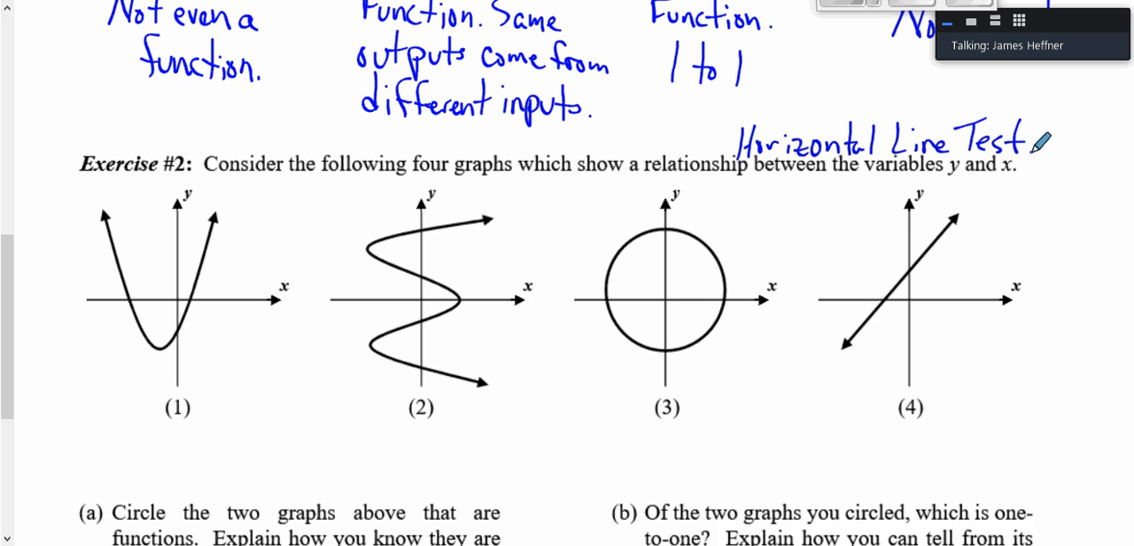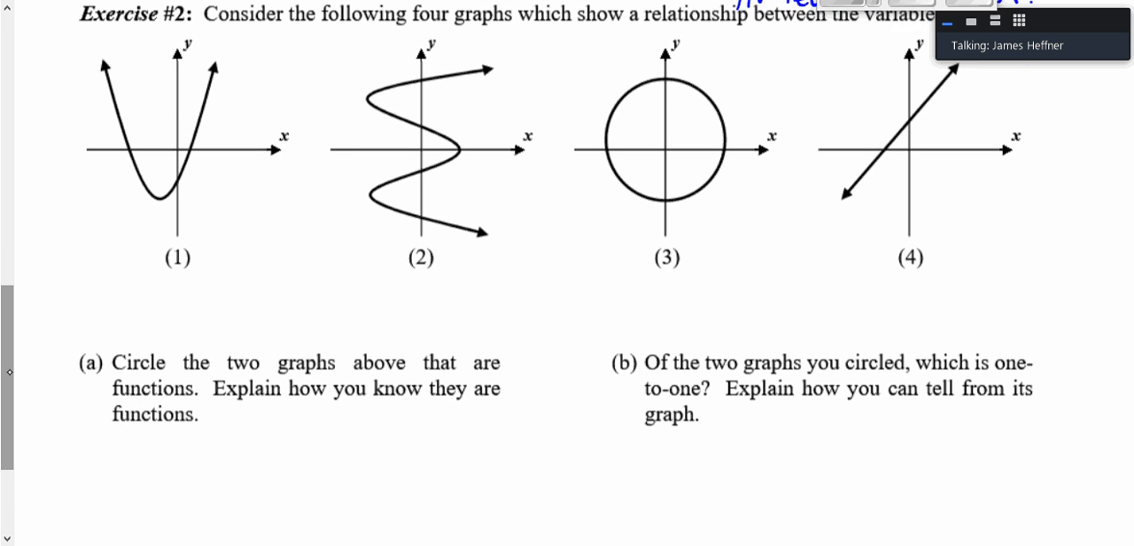So let's consider the frame, and do this step by step. Here are our 4 graphs. Part A: circle the 2 graphs above that are functions. Let's do the vertical line test. How about number 1? Is that a function? Yes. How about number 2? No, that's not even a function, so we're not even going to check for one-to-one. How about number 3? No. How about number 4? Yes, number 4 is a function, so we'll circle it.